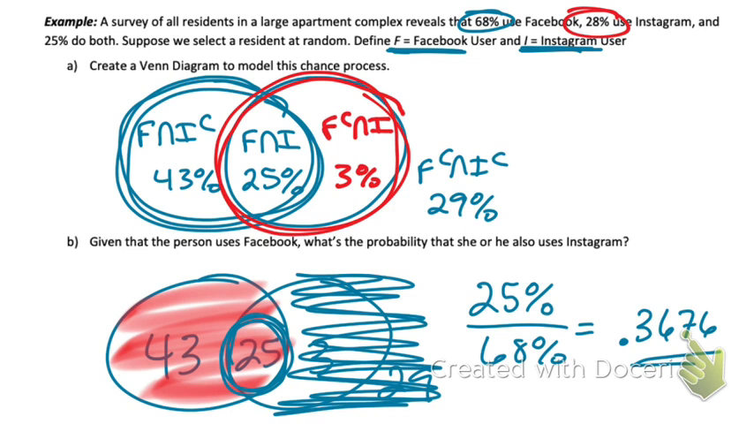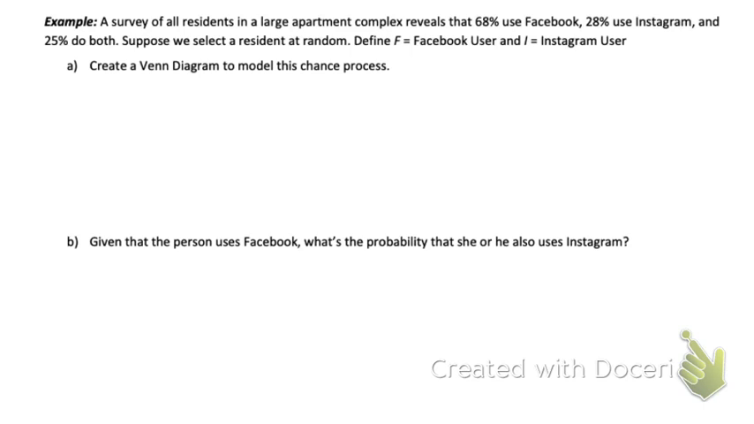Okay, so again, here's what we did. Just like we did with the table on the front page, we're just restricting to the Facebook circle, and then we're saying, okay, out of these 68%, what percent also do this other thing? That's 25 out of that 68, okay? Let's try it again. Gotcha. Next problem says... Wait, what was the decimal?